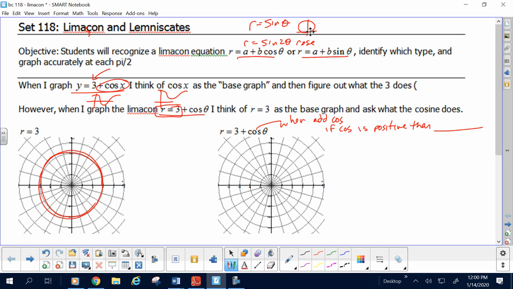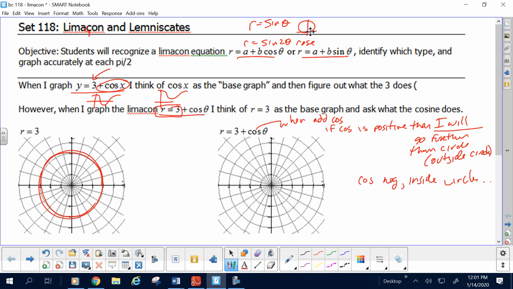So I will go further than the circle, which is to say outside the circle. And if cosine is negative, then 3 minus a little something means I'll go a little less far from the origin, so I'll be inside the circle, right? When cosine is negative, inside the circle. Now keep that in mind as we go here.